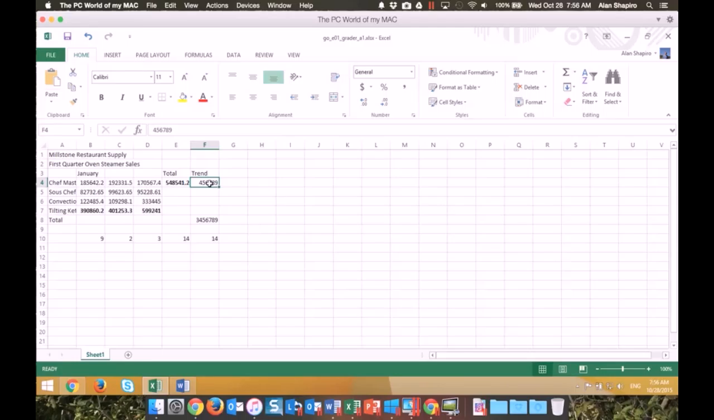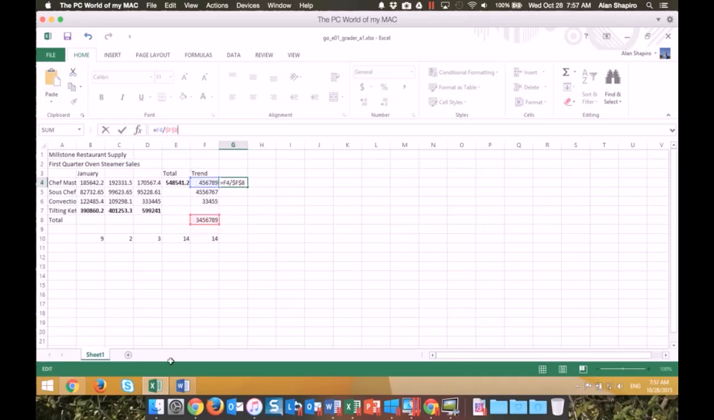But the total or the trend that's in F4, 5, 6, and 7, well, let's do that. 5, 6, and 7 will be, let me just put some numbers in here. Again, these numbers don't matter. The idea is that in G4, you're going to use this formula where you're going to look at some trends.